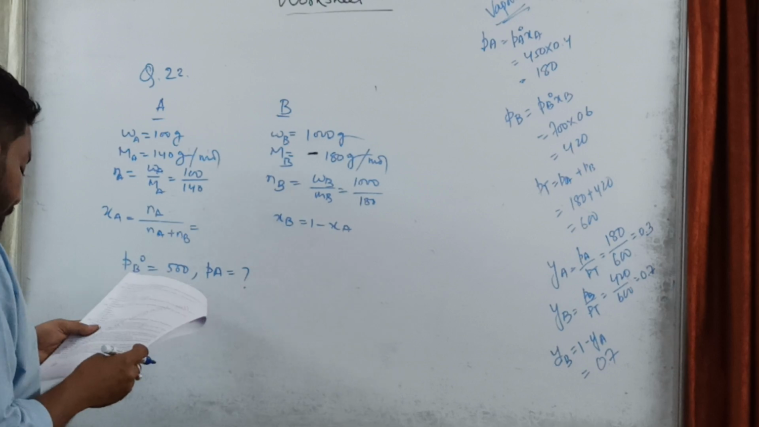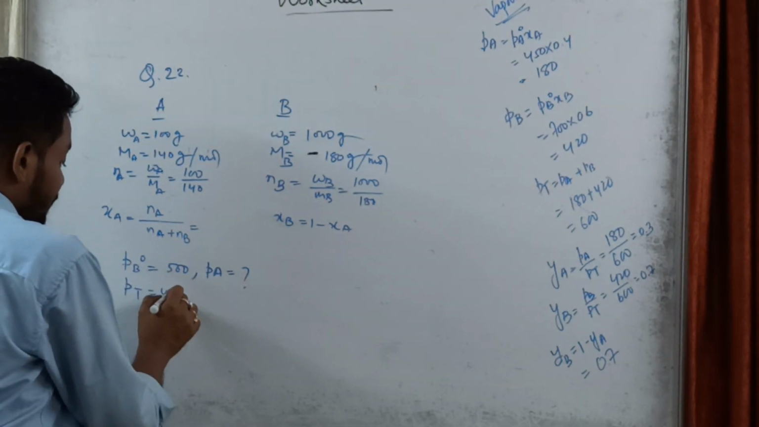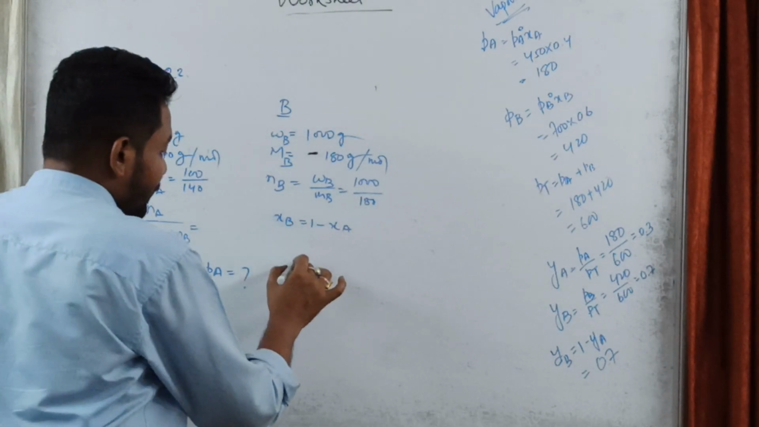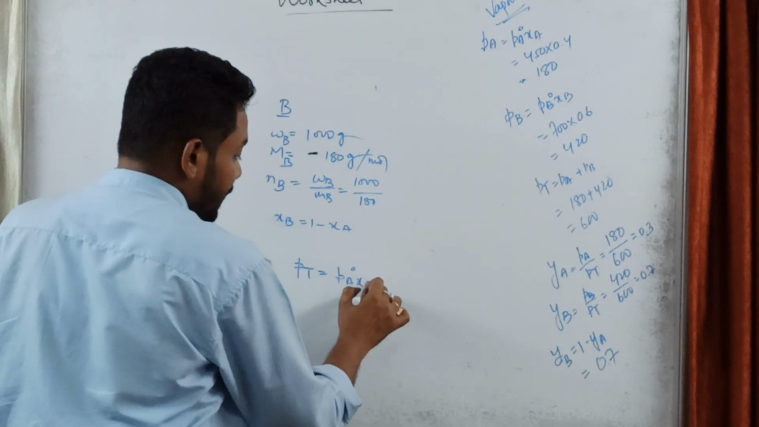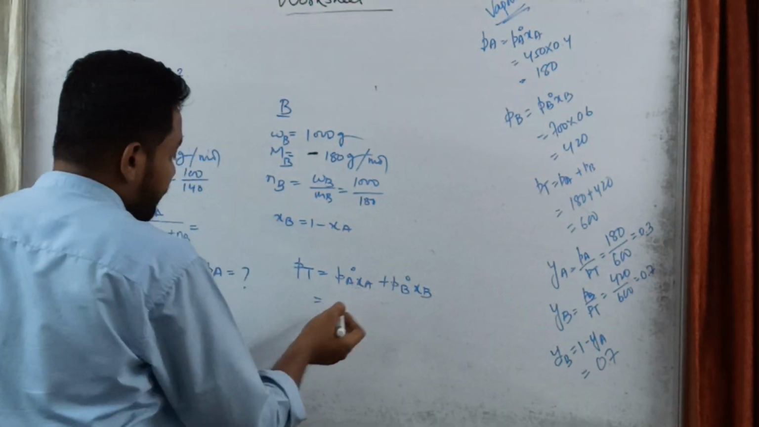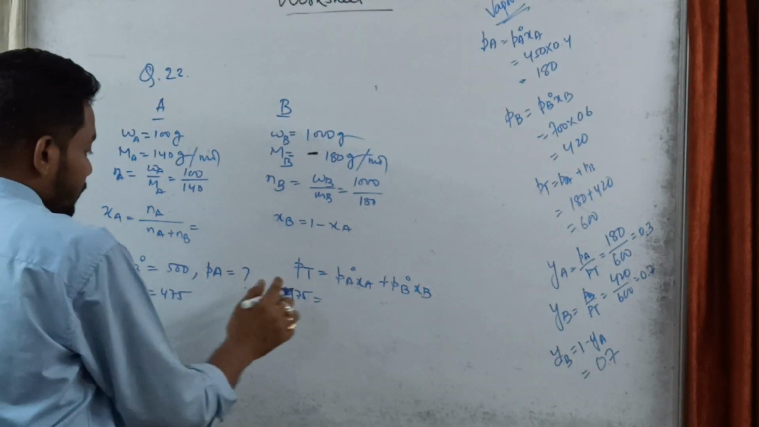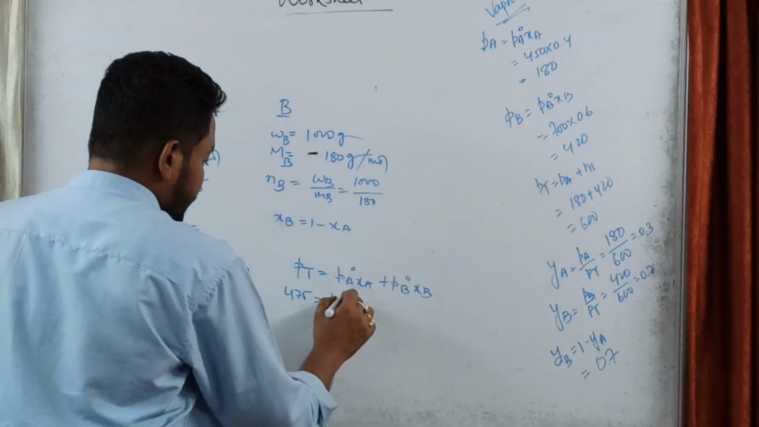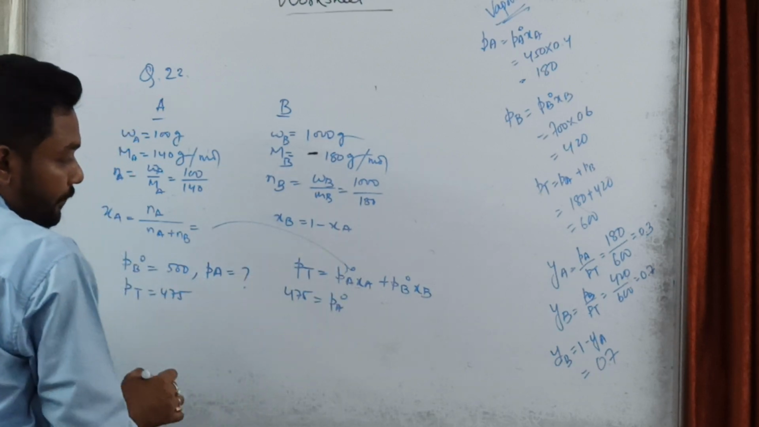And the total vapor pressure of the solution is also given, PT = 475. So you all know that PT = PA0 XA + PB0 XB. Yes or no? Now PT is already given as 475, and you need to calculate XA. So you will put the value over here.